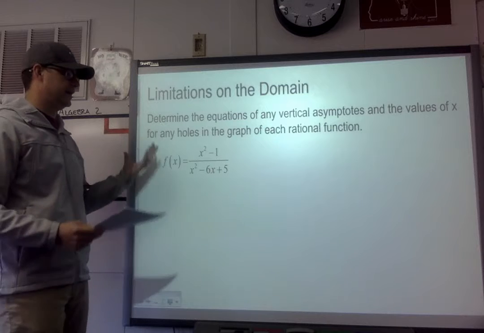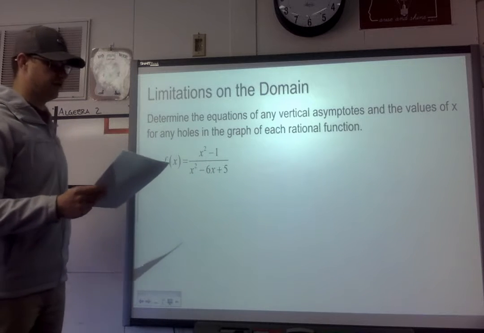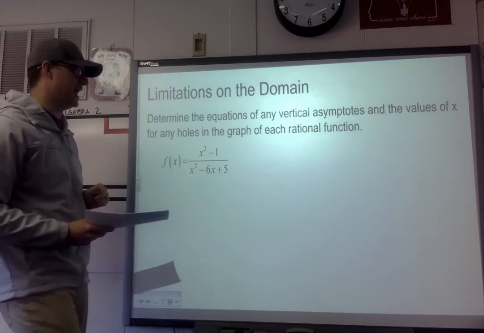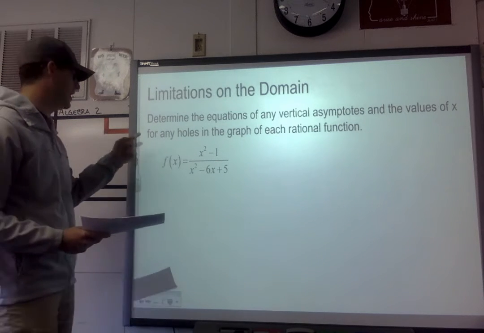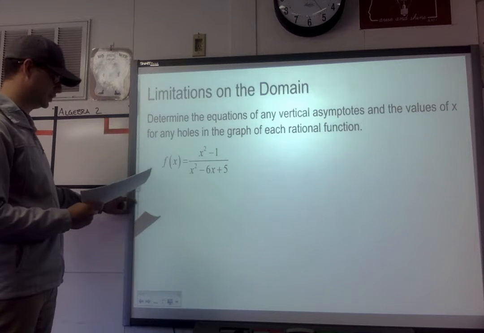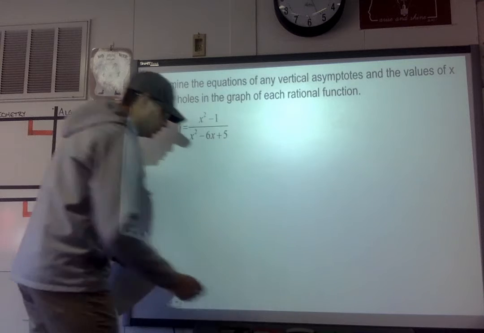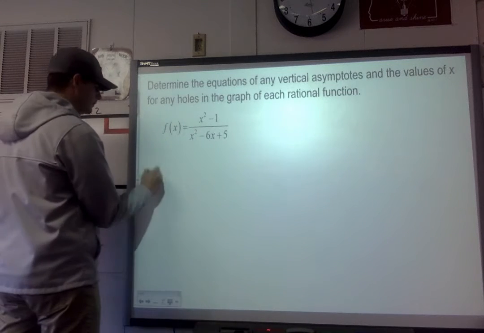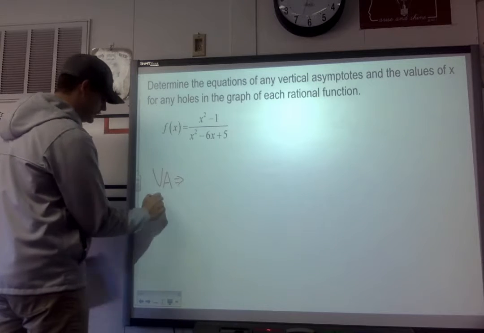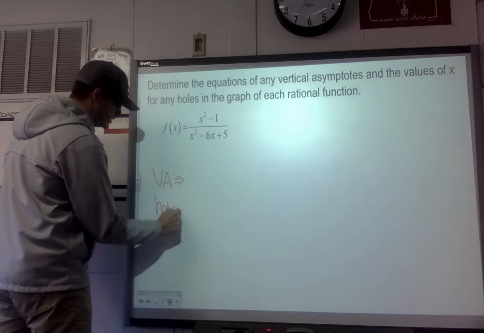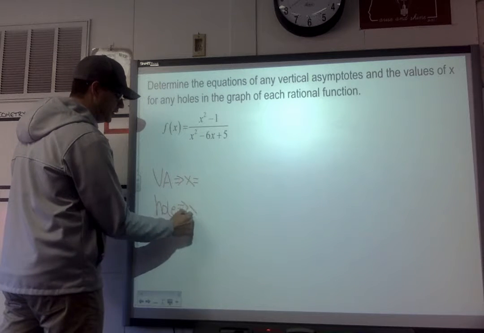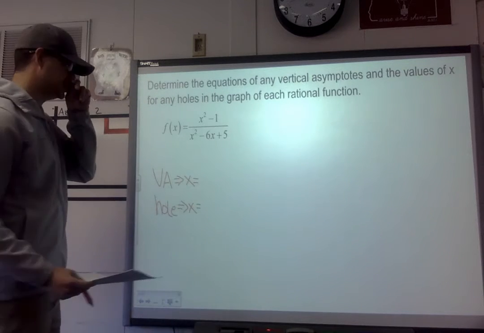Limitations on the domain, that's where we're talking about our vertical asymptote and our holes. So determine the equations of any vertical asymptotes and the values of x for any holes in the graph of each rational function. So when we do this, our answer for this, we just have to give what the vertical asymptotes would be and what the holes would be. Those will both be written as x equals equations.